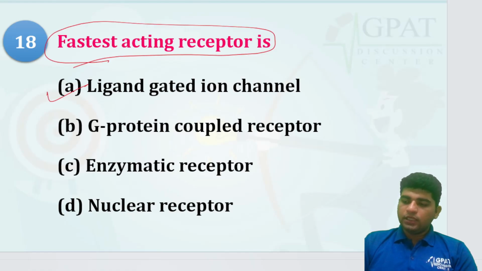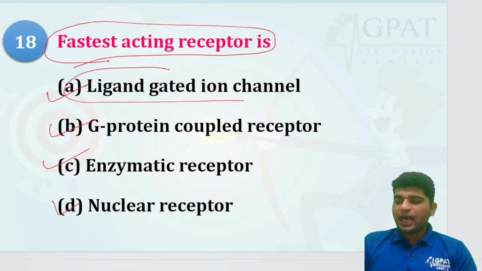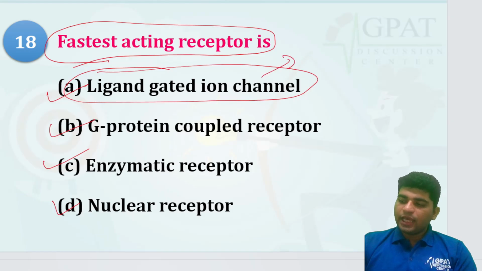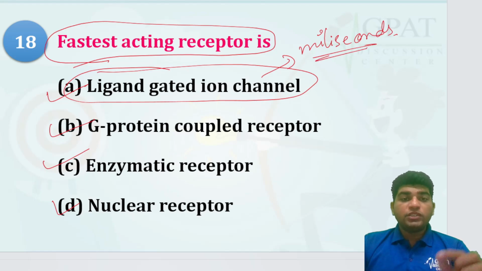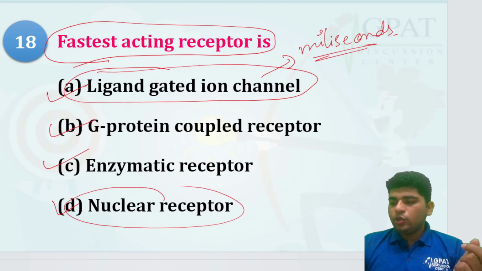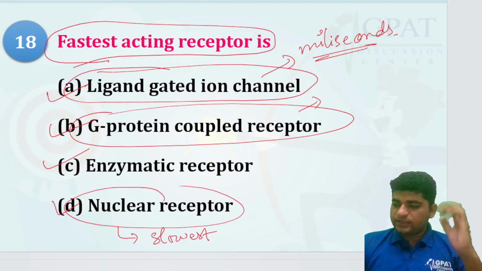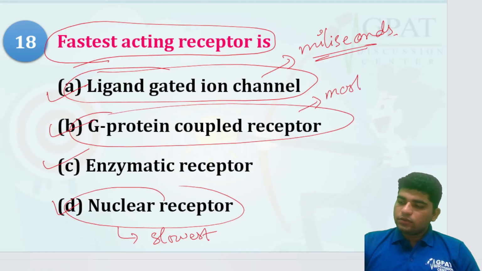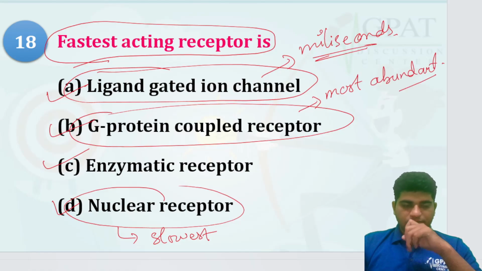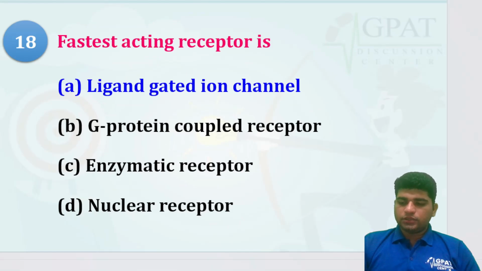The fastest acting receptor is: ligand gated ion channel, GPCR, enzymatic receptor, or nuclear receptor? The fastest acting receptor is the ligand gated ion channel, and it shows its effects in milliseconds. And which is the slowest one? The slowest one is the nuclear receptor. And which one is the most abundant? That is the GPCR. So the answer to the first is ligand-gated ion channels.